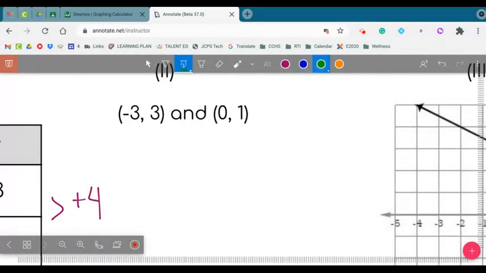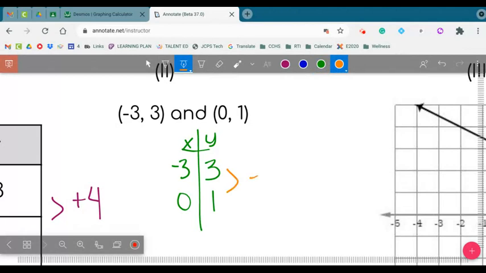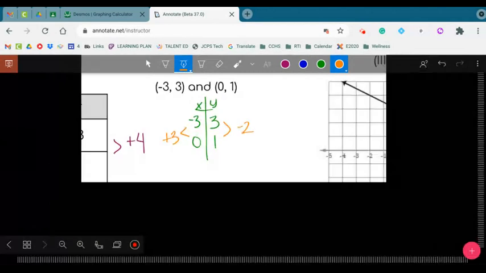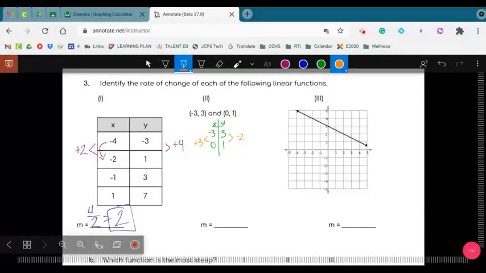The next one, I'm going to put them in a table again. So I have negative 3 and 3, and 0 and 1. So from 3 to 1, I go down 2. Negative 3 to 0, I go up 3. So I'm going to have negative 2 over 3.